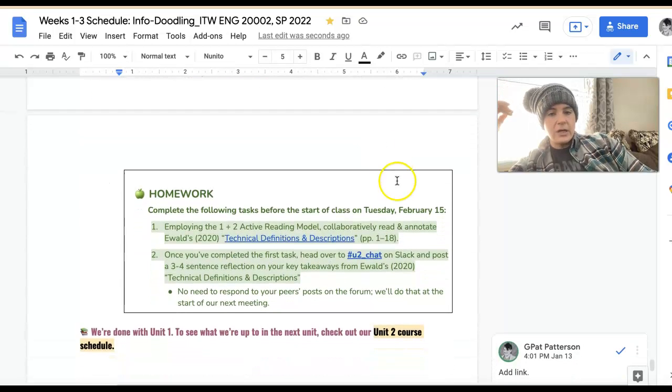So for homework, you are going to employ the 1+2 active reading model to read Ewald's technical definitions and descriptions. And once you have done that, head over to the Unit 2 channel on Slack and post a 3 to 4 sentence reflection on your key takeaways. All right. You don't need to respond to your peers because we will go ahead and do that on Tuesday.